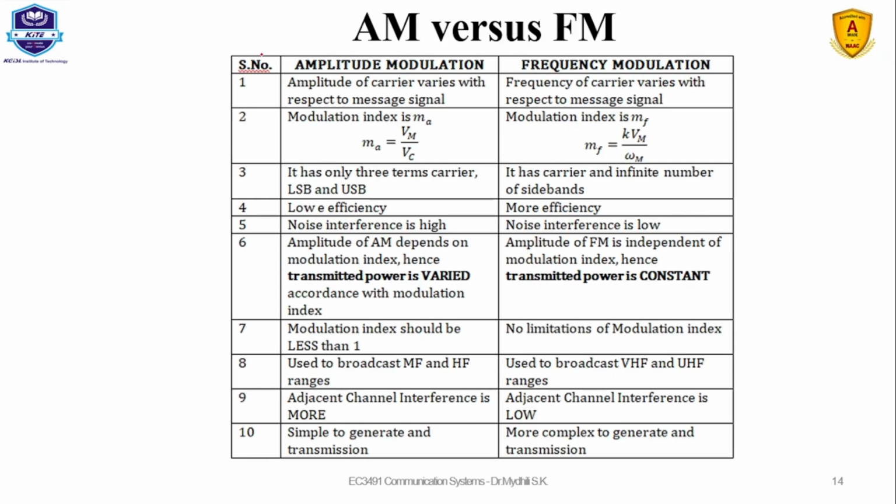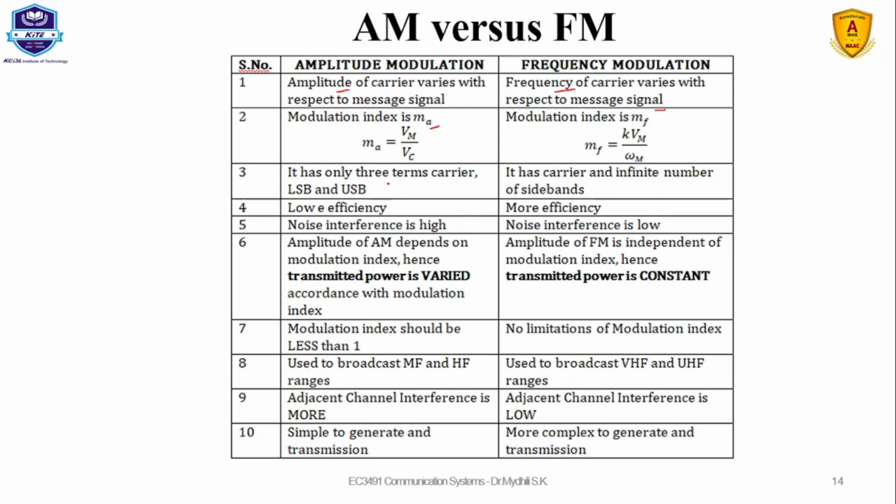So now we'll see the difference between the amplitude modulated version and the frequency modulated version. With respect to definition, we know that in AM the amplitude of the carrier is only varied with respect to the message signal. Here in FM the frequency of the carrier is varied with respect to the message signal. And the modulation index in AM is defined as the ratio of the voltage of the message signal to the carrier signal voltage. Here in FM it is a constant factor involved with respect to the change in message signal voltage with respect to the angular modulating frequency. So it is K into Vm by omega m.